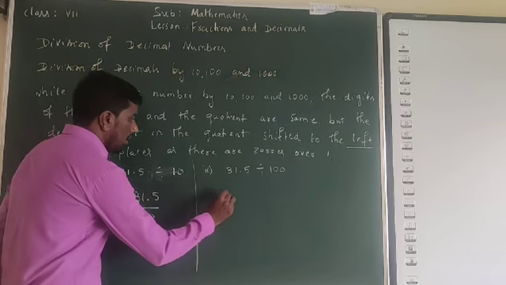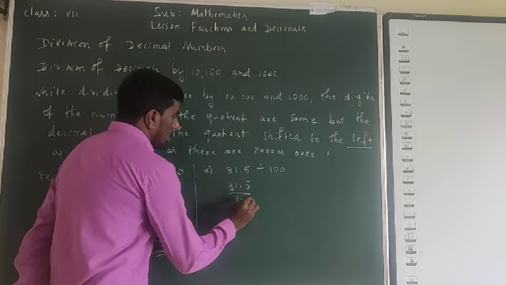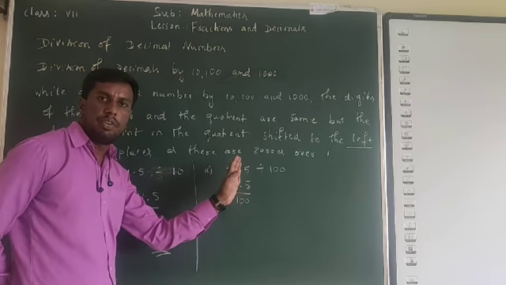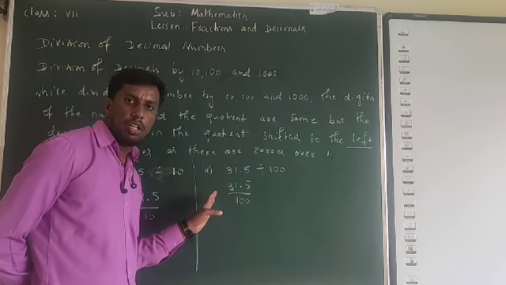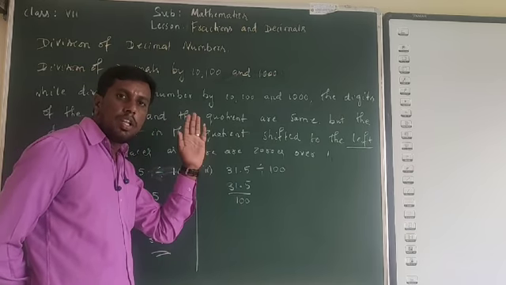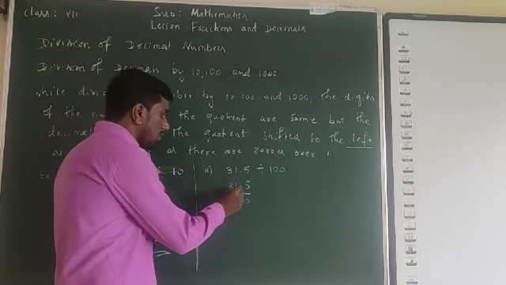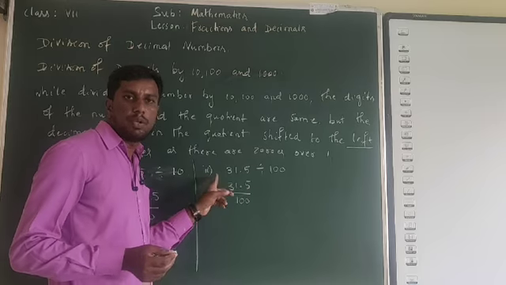Let me say that again: 31.5 divided by 100. Now again we will be dividing by 100, so the decimal point has to shift to the left side. Whenever we are dividing by 100 or 10,000, your mind should go to the decimal point being shifted to the left side. How many places? How many zeros do we have? 2 zeros, so it has to shift 2 places.